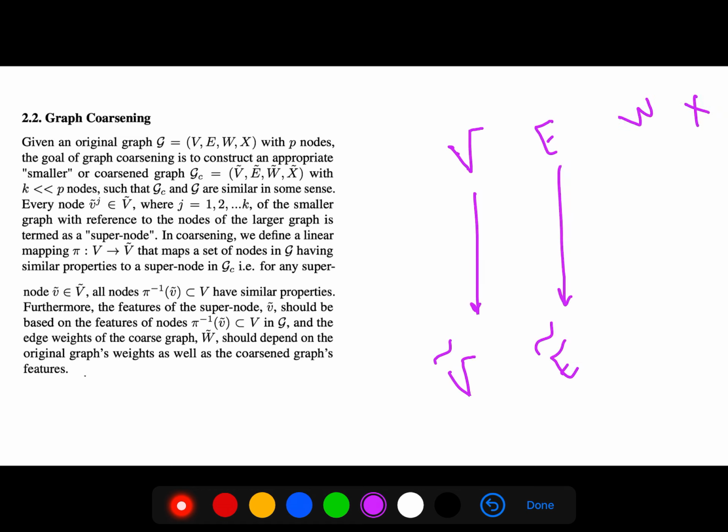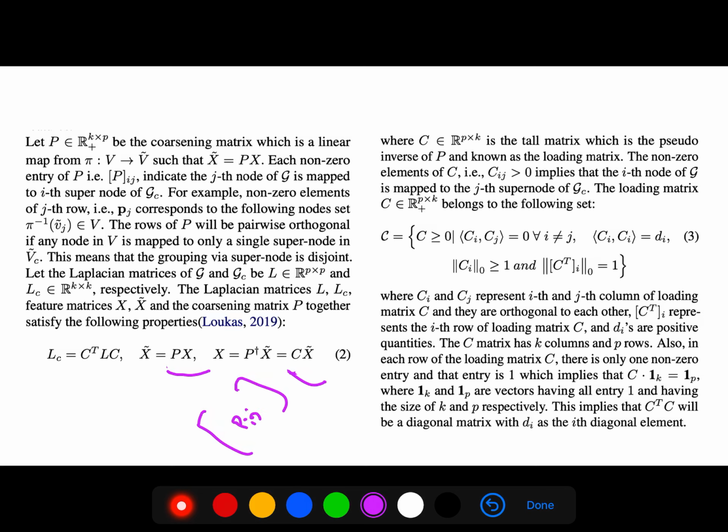So the Laplacian matrices L and L sub C, feature matrices X and X tilde, and the coarsening matrix P together satisfy these properties. And C here is the tall matrix, which is a pseudo-inverse of P. So what are the entries of this P matrix? Each entry P_ij indicates that the j-th node of G is mapped to the i-th supernode of G sub C.